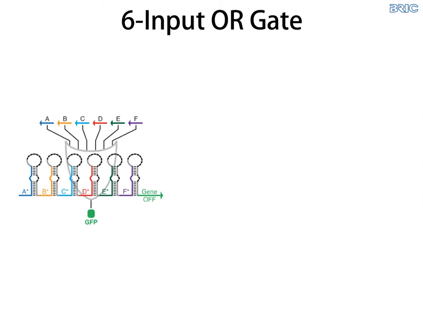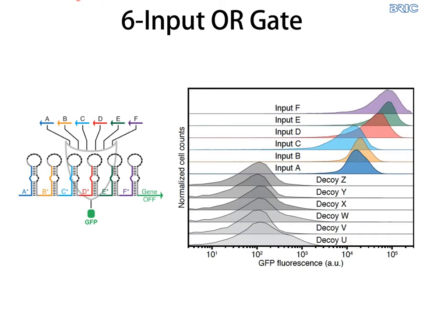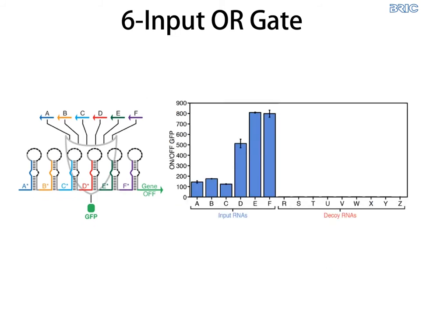And then we can actually expand this into a 6-input OR gate. So now you have 6 messages that you want to detect, and you can test them in flow cytometry. If you have a non-cognate RNA, then definitely there's no significant expression. But if you have any of the inputs A, B, C, D, E, F, then you can actually get a pretty good expression.